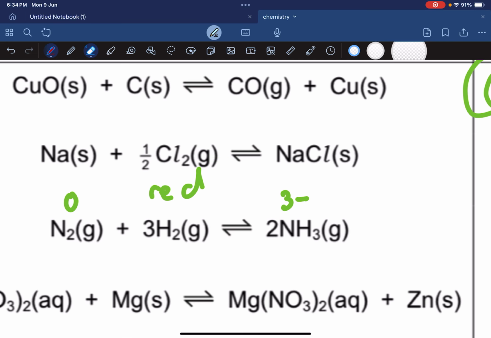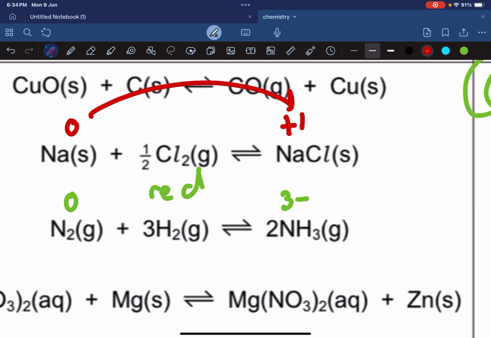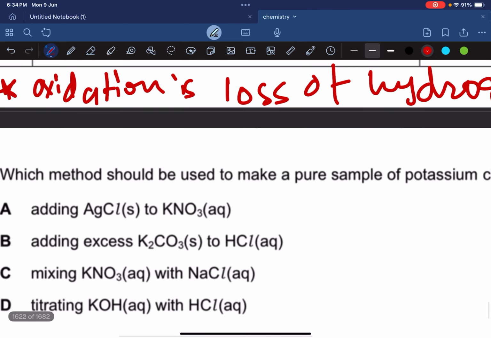Over here, sodium was a 0, okay? And over here, sodium is a plus 1. So from 0 to plus 1, increase in oxidation number and a loss of an electron, which makes option B to be the correct one.